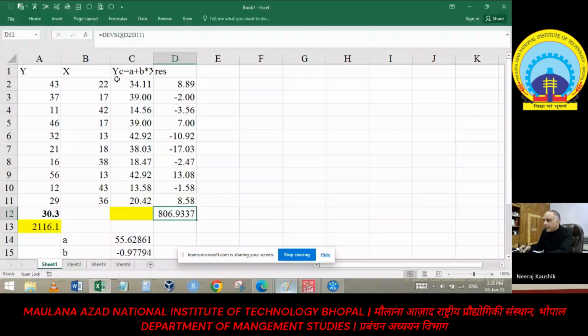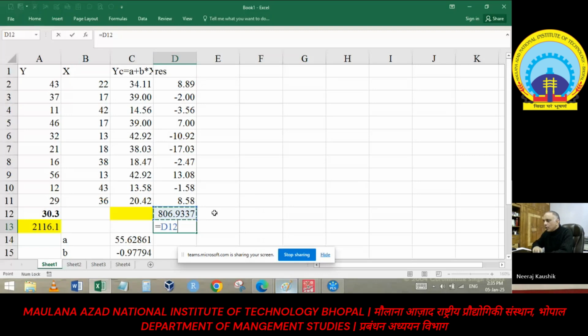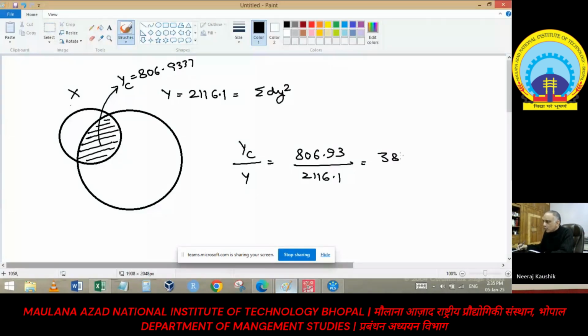And how much is it? It says 806.93. How much is the percentage? The portion covered by X divided by the portion of Y: 806.93 divided by 2116.1. Let's see. This value divided by this value is 38%, and this 38% is called the R square. Do you understand what is R square?